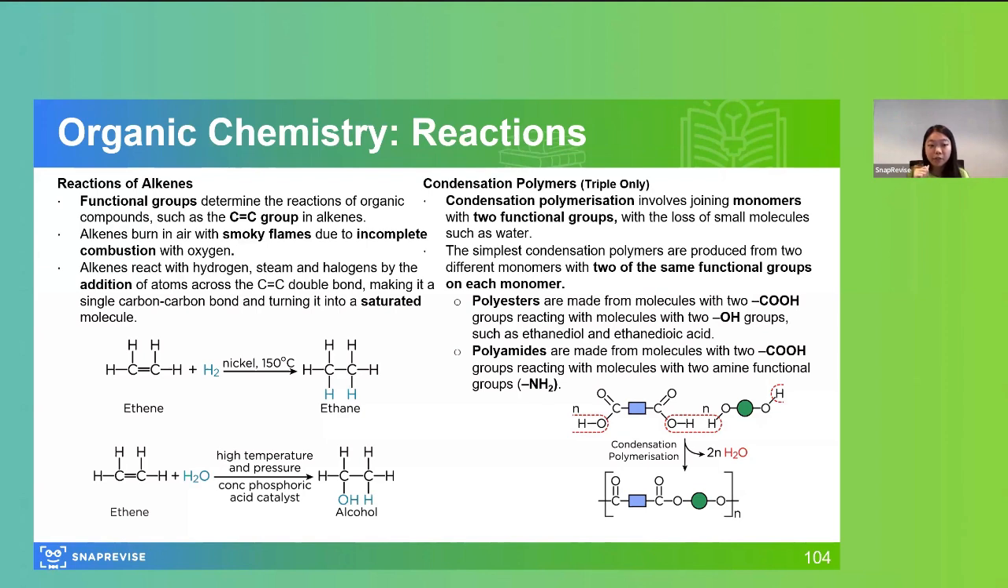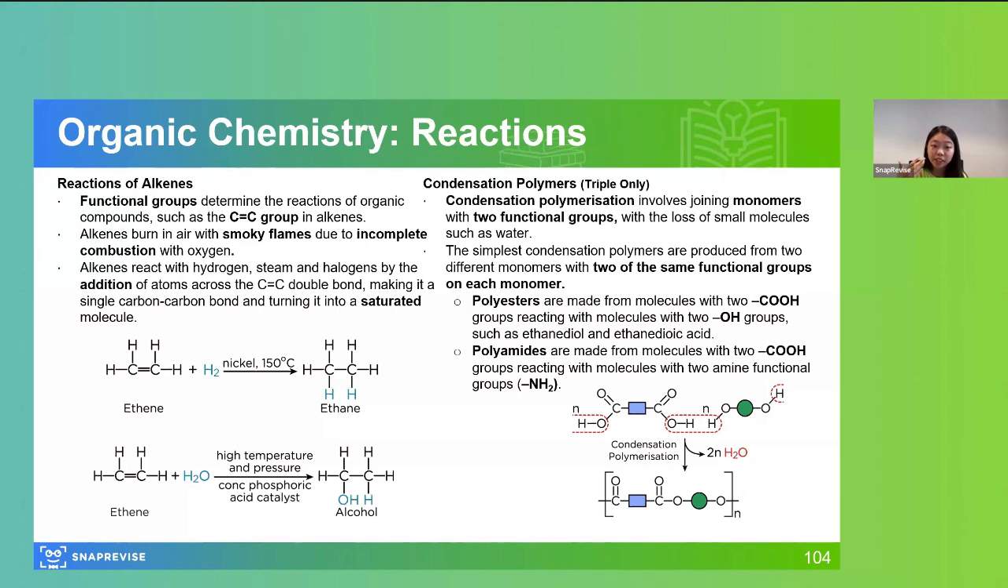Alkenes, they burn in air. So they react with the oxygen in the air because they have incomplete combustion. So it's not completely combusted. Therefore, when alkenes burn in the air, there's some smoky flames. And it's very dangerous to have alkenes just laying around in the atmosphere, because if you have a lot of alkenes, it could cause an explosion.